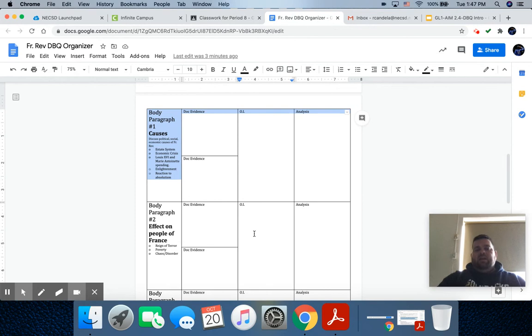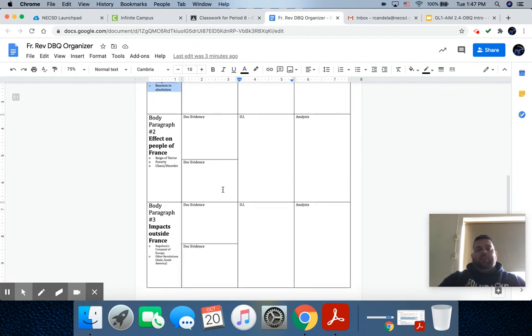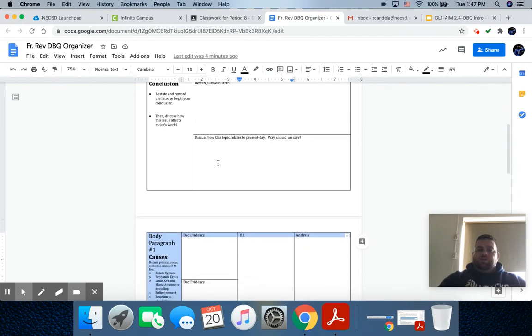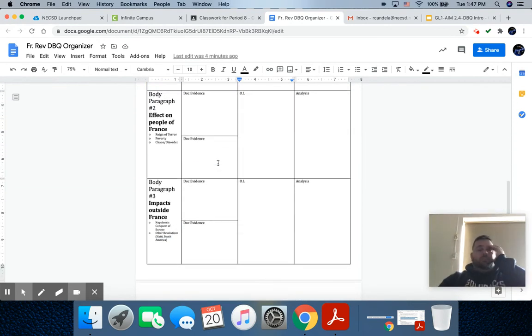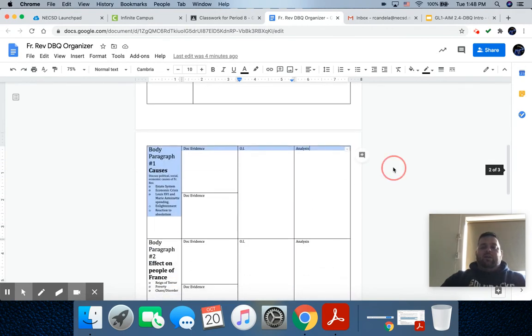I understand that the second and third body paragraphs, as well as the conclusion section of the graphic organizer, will be blank, and that's okay. I will return the assignment back to you after I give you credit for the completion of the intro and the first body paragraph, to be used for attendance tomorrow.